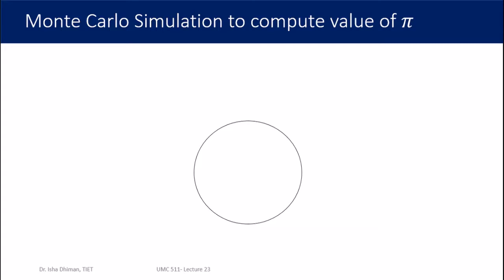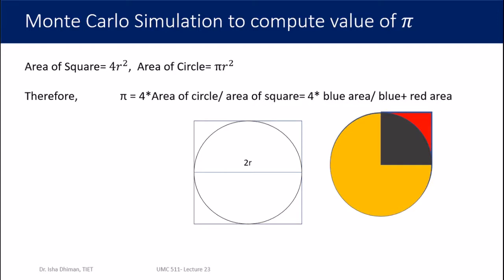So let's do that. You draw a circle and enclose that circle in a square. Suppose the radius of the circle is r, so the diameter is 2r. Then we know that the area of the circle is pi r square. The area of the square will be 4r square, because the side of the square will be 2r, as the way you have made this diagram helps you decide that the side of the square is 2r.